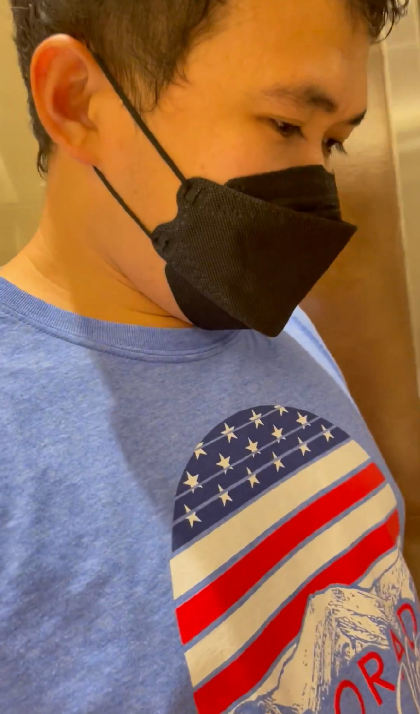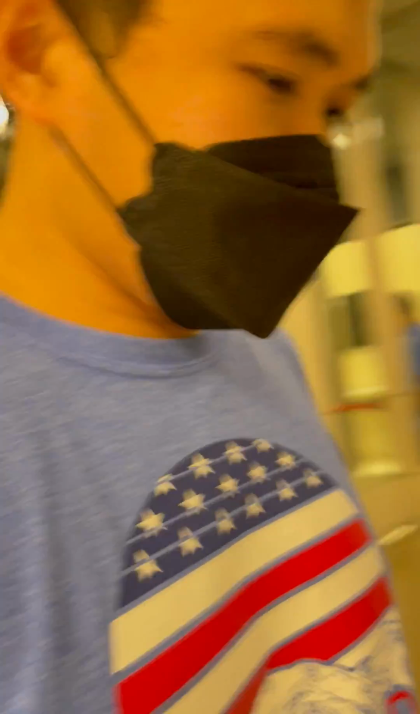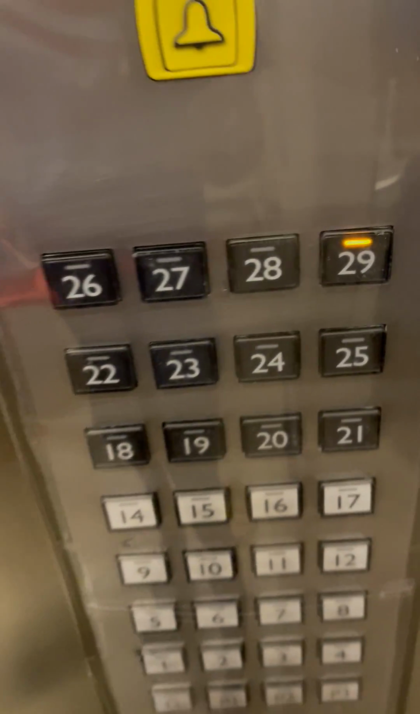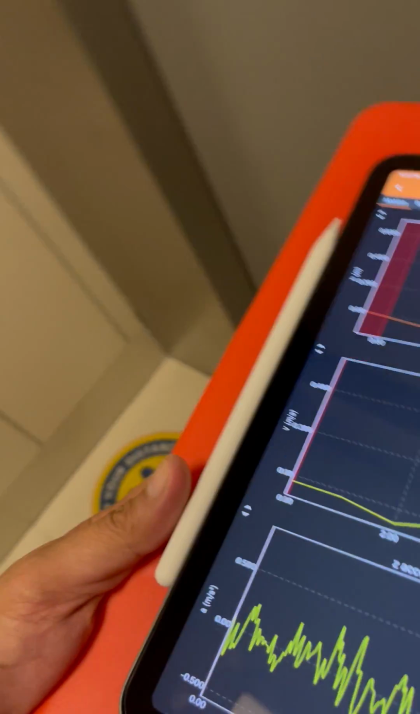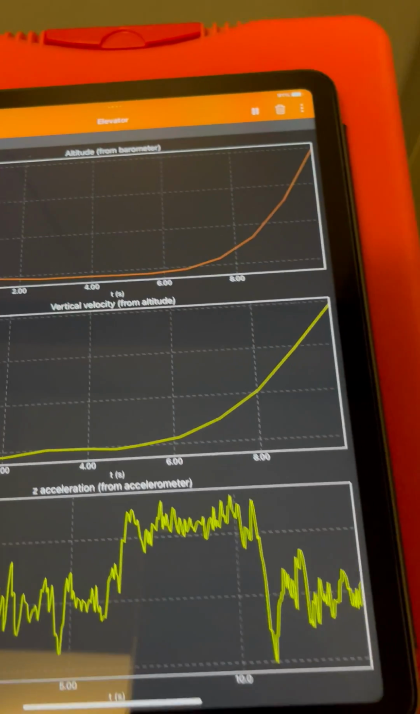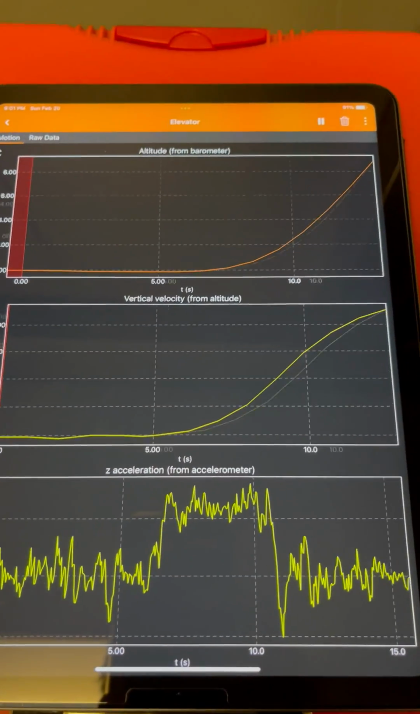So let's measure the speed of the elevator using the phyphox app. I will start gathering now. So as you can see, it's already gathering. And I just pressed floor number 29. So I hope we get good data this time for elevator one.